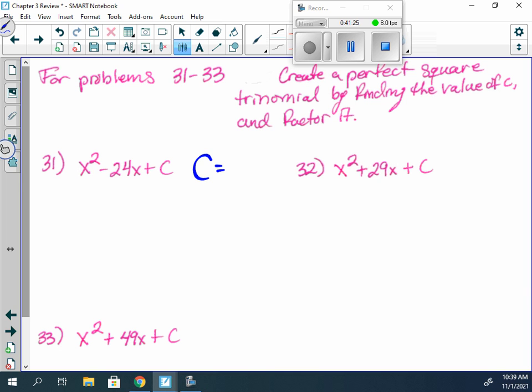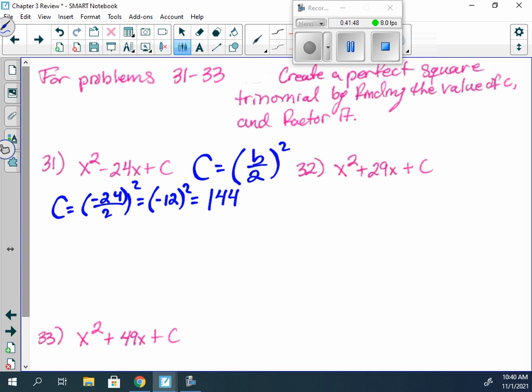Now C is equal to what? So create a perfect square trinomial by finding the value of C and factoring it. So for 31, well, C would equal negative 24 over 2 squared, which would be negative 12 squared, which is 144. So really, we have x squared minus 24x plus 144. Well, how would we rewrite this as a set of parentheses squared? It would be what? x.